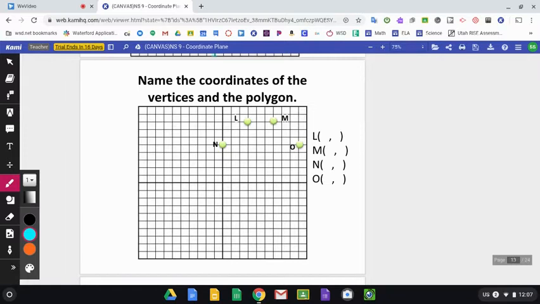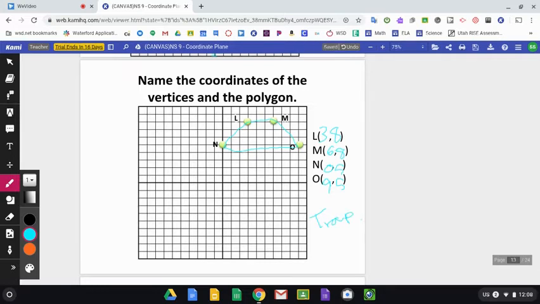Point L, we should have +3 and +8. Point M, +6, +8. Point N, you should have 0, +5. And point O, you should have 9, +5. And if I played connect the dots, shoop, shoop, shoop, shoop. What shape is that? It is a trapezoid.